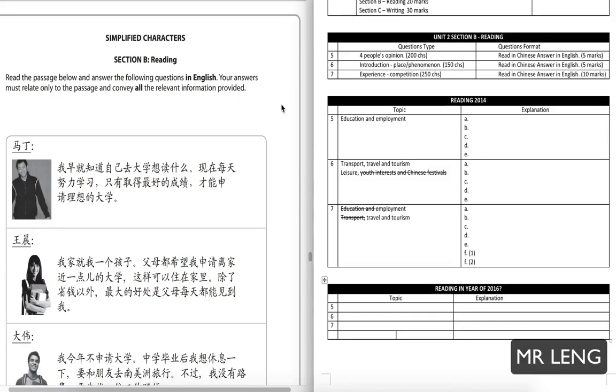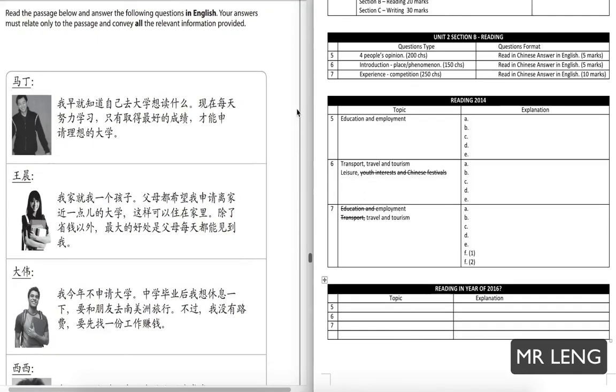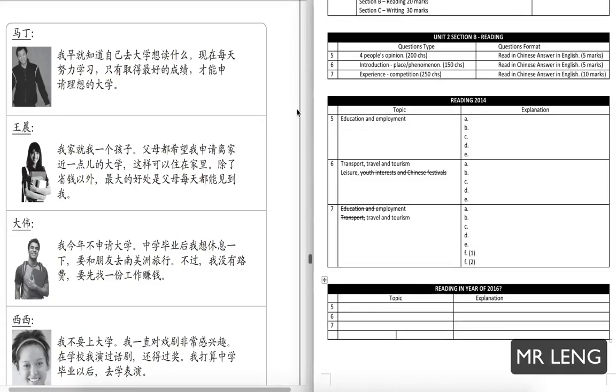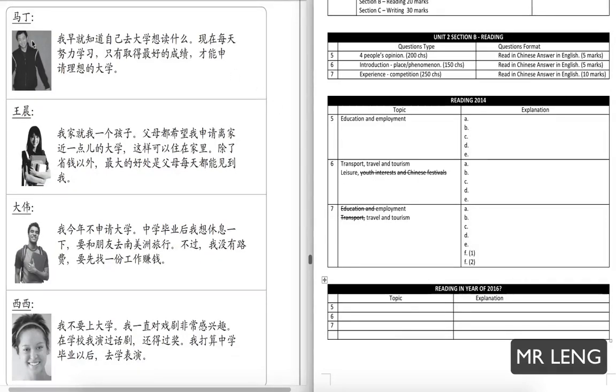Question 5, the reading. This time, the topic is education and employment. As our step 1, I'll read through it. Step 2, revise the keywords with you. And step 3, we'll finally reach the answers to the questions. Today, we're seeing 4 people: Ma Ding, Wang Chen, Da Wei, and He Xixi. All the questions normally follow the sequence of the people appearing in the text, so we go one by one as well, starting from Ma Ding.